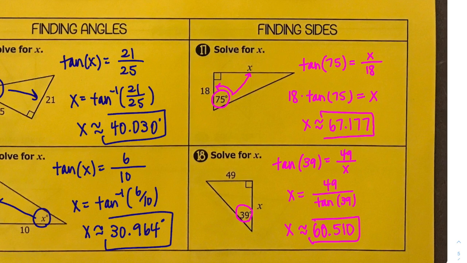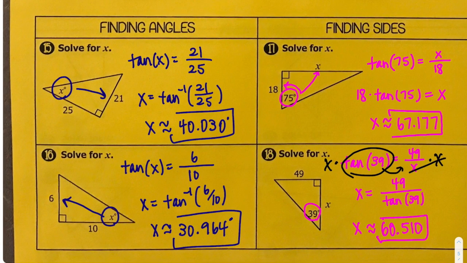Number 18, we have an angle of 39 degrees. The opposite leg is 49 and the adjacent is x. Again, another situation where you have x in the denominator. So you multiply by x first to get x out of the denominator, and then we need to divide by tangent of 39 to get x by itself.